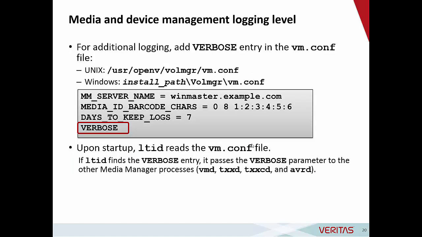Controlling verbosity of Media Manager logs is also a little bit different than other legacy logs. I'm going to add a verbose statement to the vm.conf file, and that applies to all Media Manager logs. There are only two settings. There aren't different levels like there are with the other legacy logs. When it comes to Media Manager logs, it's either verbose or not. If you're sending logs to support, please send verbose.